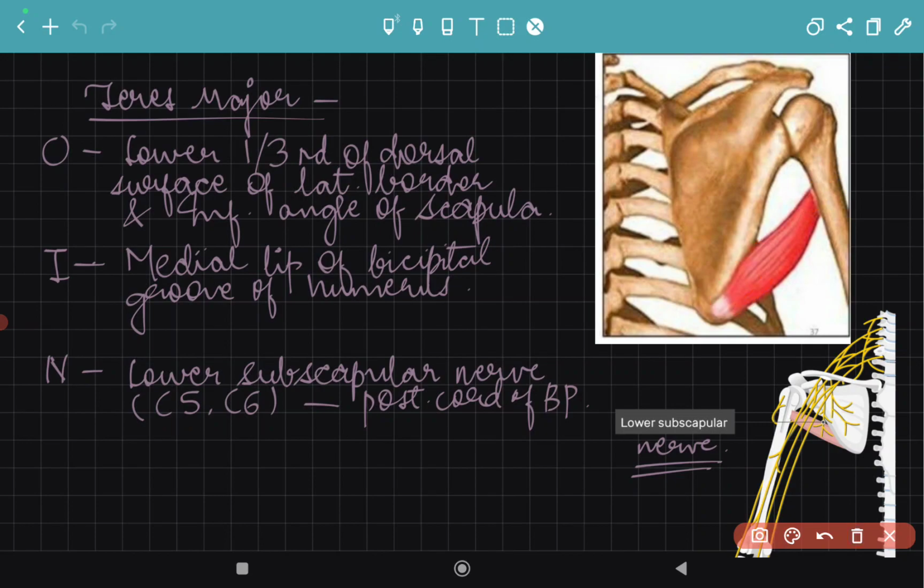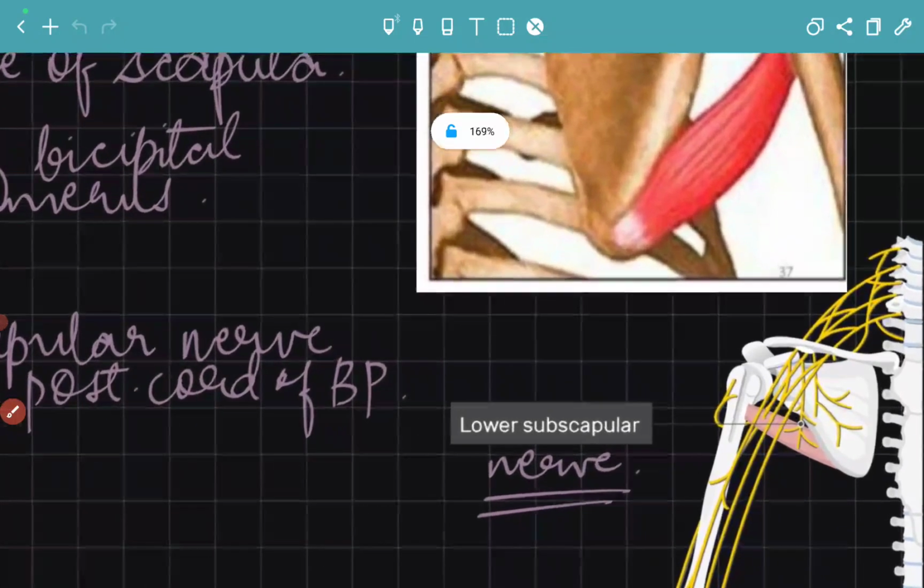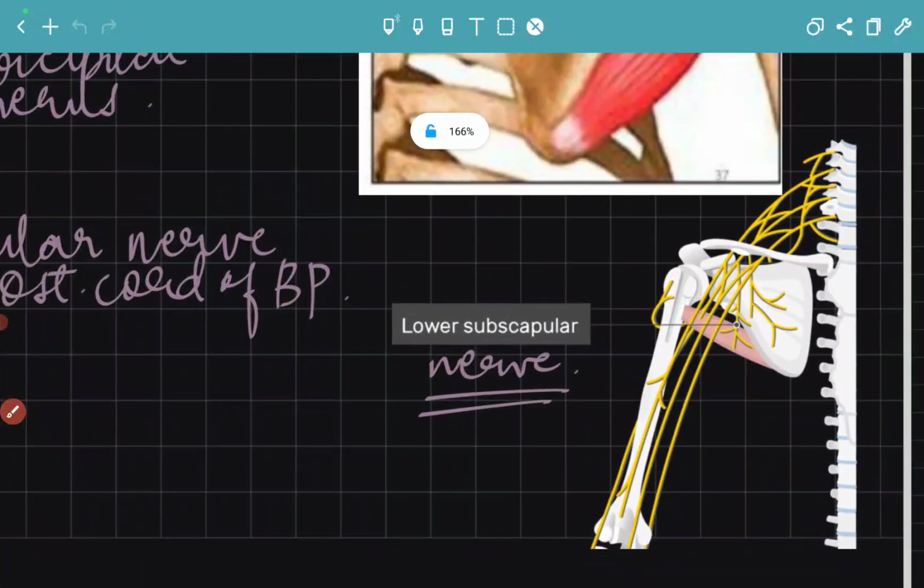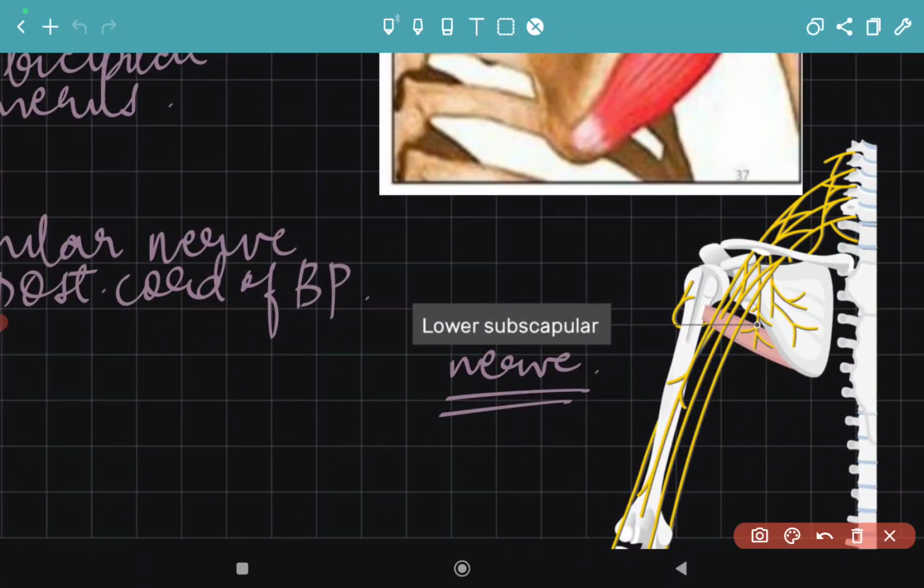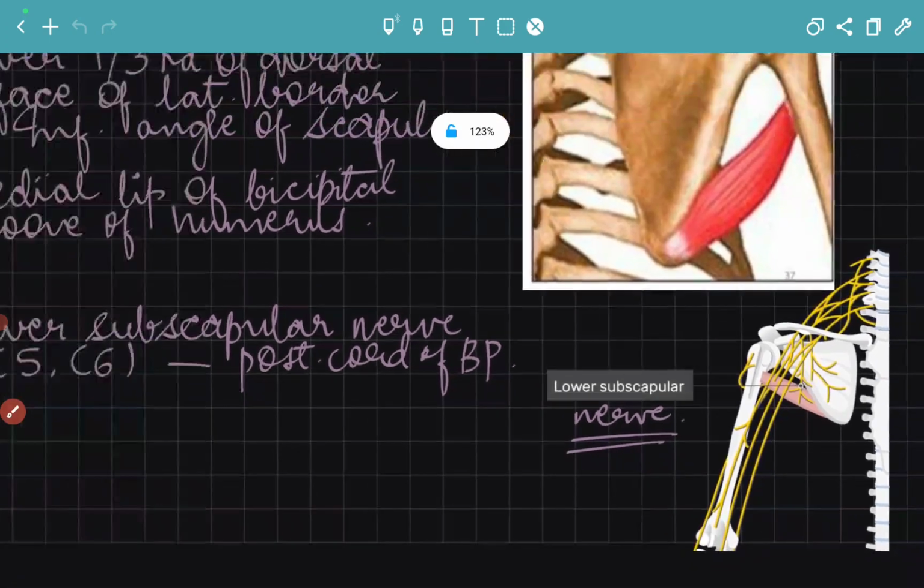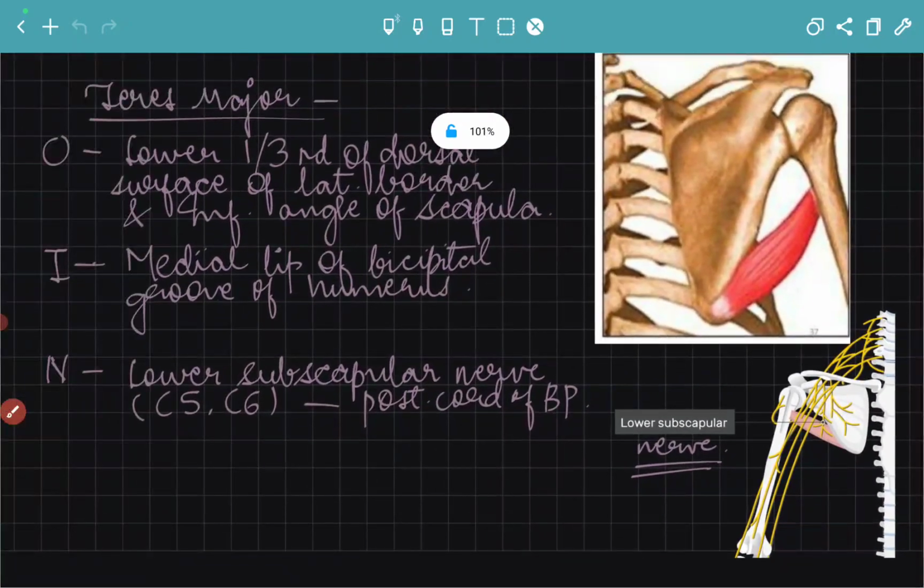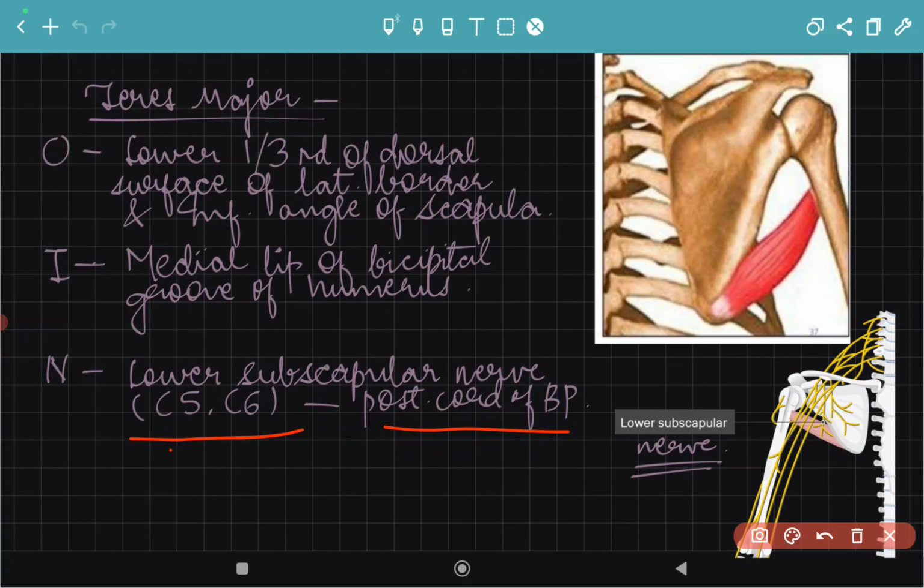Nerve supply to this is the lower subscapular nerve, which can be appreciated over here. This is the muscle belly and the lower subscapular nerve over here. The lower subscapular nerve innervates teres major, having nerve root C5, C6 coming from the posterior cord of the brachial plexus.